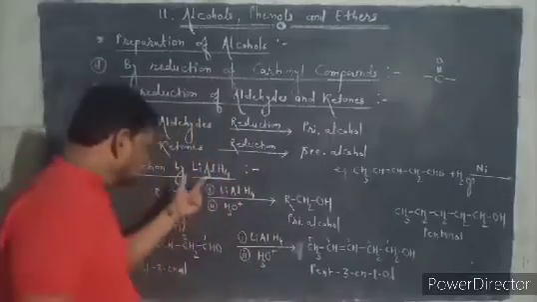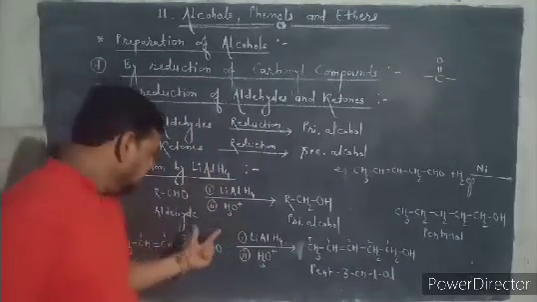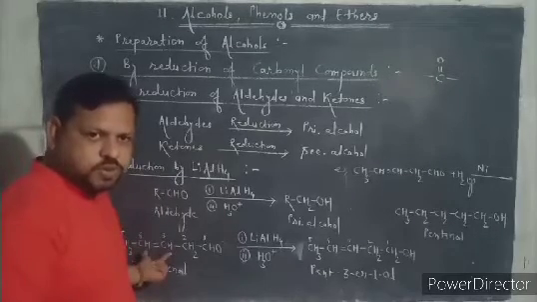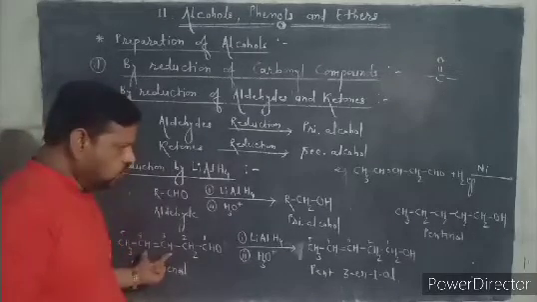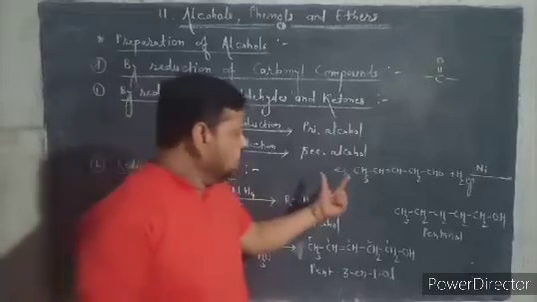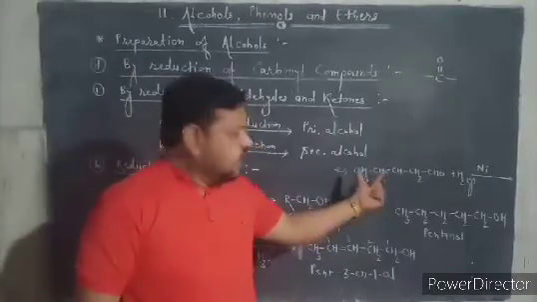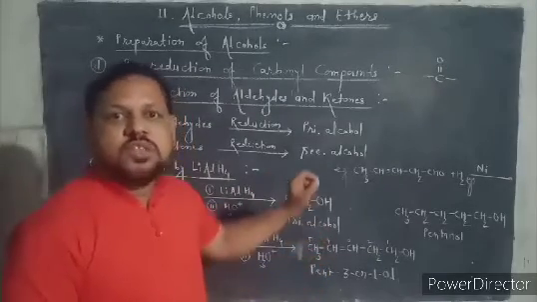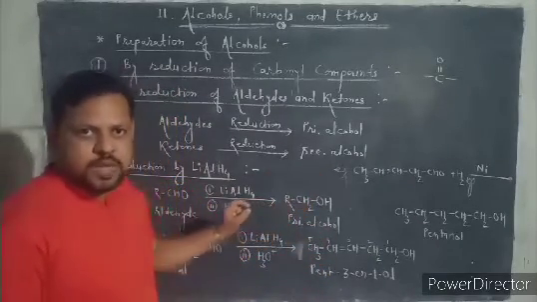That means lithium aluminium hydride is used for the unsaturated compounds of aldehydes and ketones, and catalytic hydrogenation is generally used for the saturated compounds.